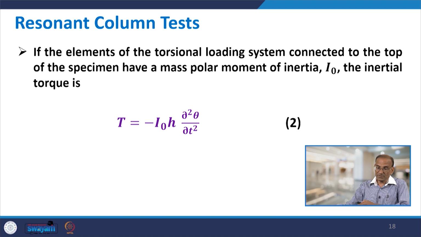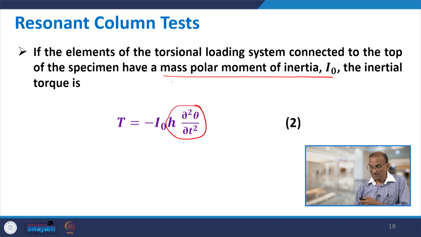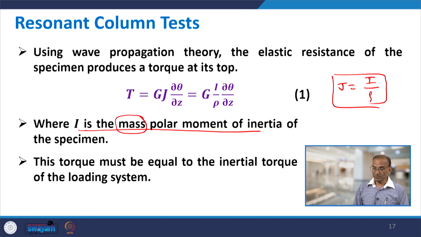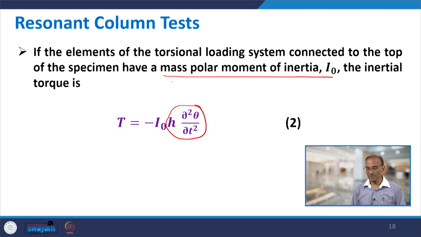moment of inertia. So, here I naught is again the mass polar moment of inertia at the base, multiplied with the height. In fact, this del square theta by del t square will give you the angular acceleration, and if you multiply with the height then you get the acceleration, and then acceleration multiplied by this I naught will give you the torque. So, now the torque is given from two equations, one from stress strain on this side, another from inertial forces.